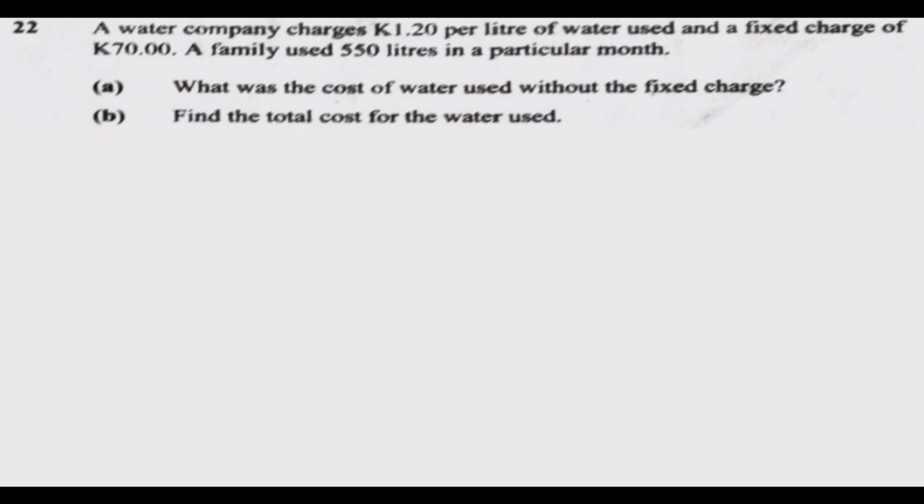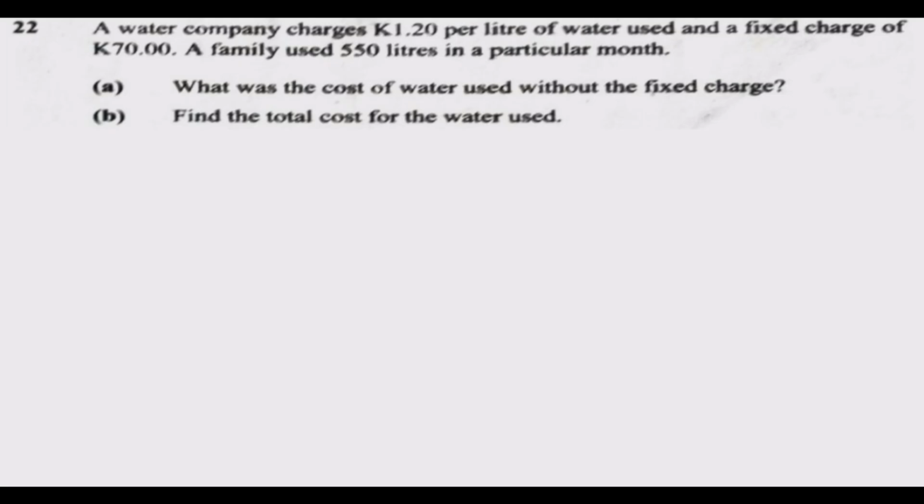Question 22 is as follows. A water company charges 1 kwacha 20 ngwee per liter of water used and a fixed charge of 70 kwacha. A family used 550 liters in a particular month.